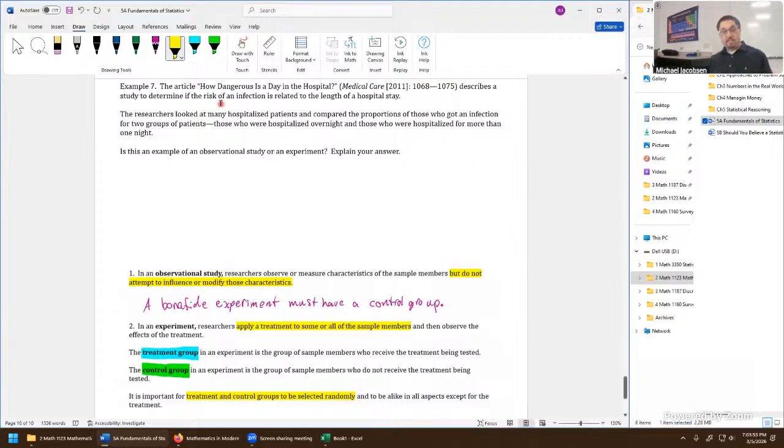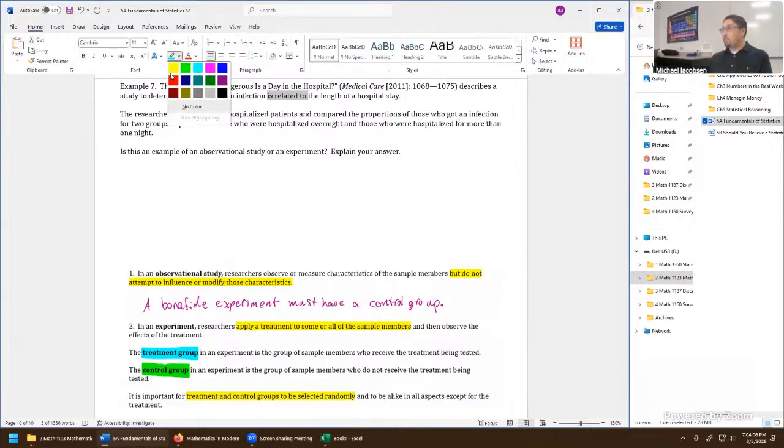Many kinds of horrible infections, say C. diff among one of them. They want to know if the risk of infection is related to the length of a hospital stay. And that's some really specific language. They're not going to say the risk of infection is caused or is increased by longer lengths of hospital stay, that sounds like cause and effect. So they're just saying is related to. That's some very specifically chosen language.